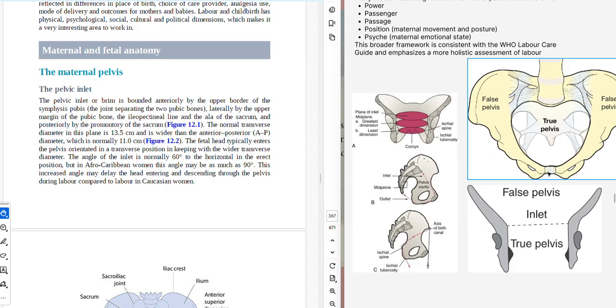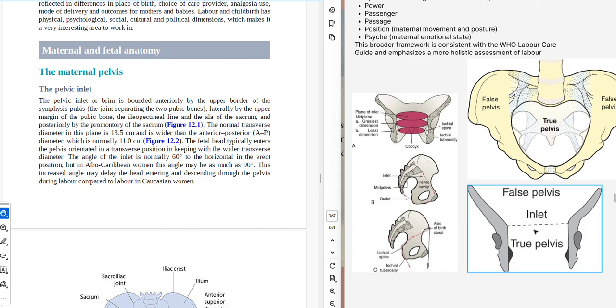And then anteriorly, it's bounded by the border of the symphysis pubis, right? Laterally by the upper margin of the pubic bone. So here you can see the upper margin of the pubic bone, right? And then the pubic bone, the iliopectineal line and the ala of the sacrum. These are basically the two alas of the sacrum. And then posteriorly by the promontory of the sacrum. So here you have the promontory of the sacrum, right?